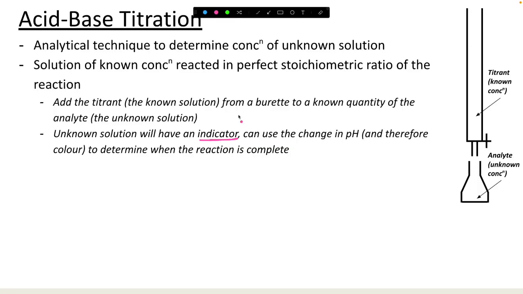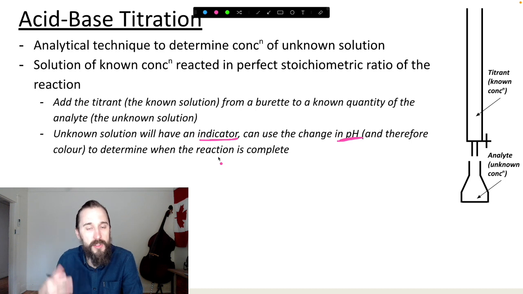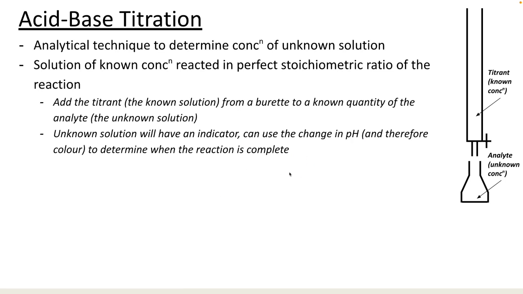So we can use indicators that are able to, as their name suggests, indicate when a certain pH has been achieved. So an unknown solution will have an indicator, can use the change in pH and therefore the color to determine when the reaction is complete. So there's all sorts of varying levels of complexity. You can have electronic pH meters that you can put directly in your solution. It'll give you a number, but much more straightforward than that is just using color change. So certain color changes will tell you when a pH threshold has been reached.